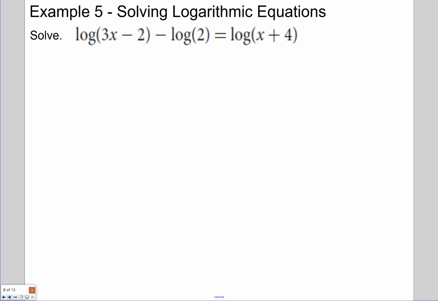Excellent. Now you'll notice there were no bases. So what are the bases for all of these? They're all 10 because they're called common logarithms. Learning something. Goal 1: one log on one side. No, there are 3 logs. Way too many. Goal 2: one log on each side.